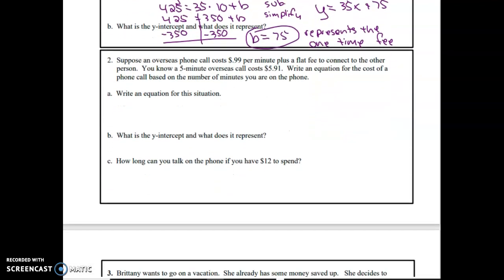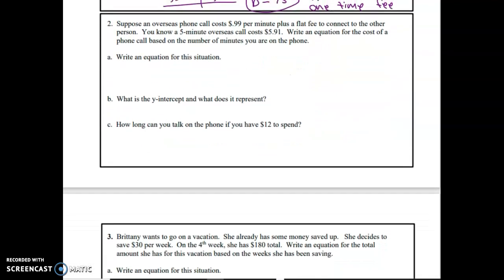Okay, let's look at another one. Suppose an overseas phone call costs 99 cents per minute. I see a rate per minute. So my slope is 99 cents. Make sure you put the decimal in. Plus a flat fee to connect to other persons. So I don't know that. I don't know what B is. But I do know that a 5-minute call is going to cost $5.91. Sounds like I am given the rate, slope, and a point. Now it's time to solve for B.